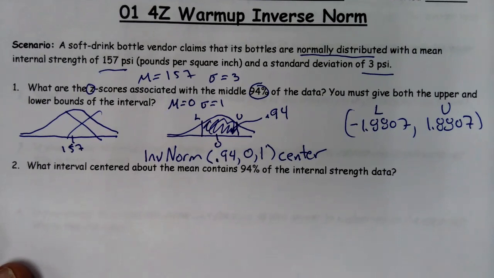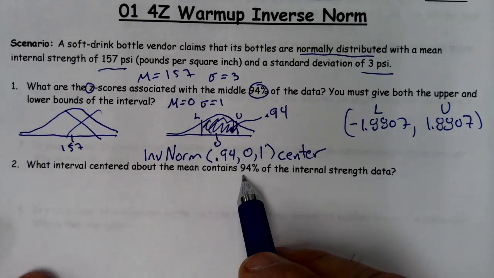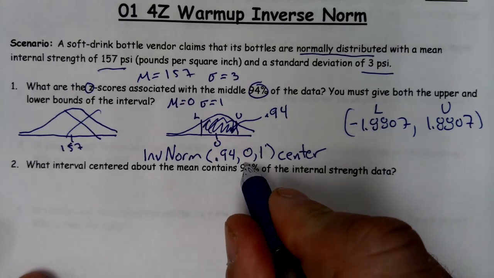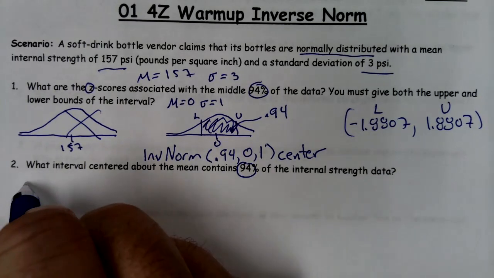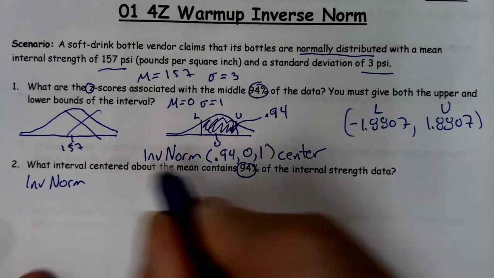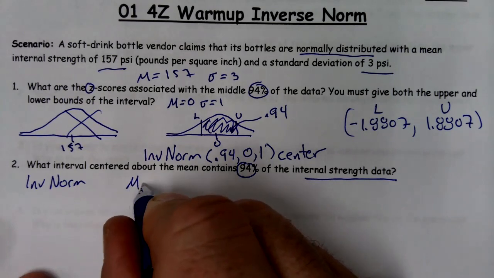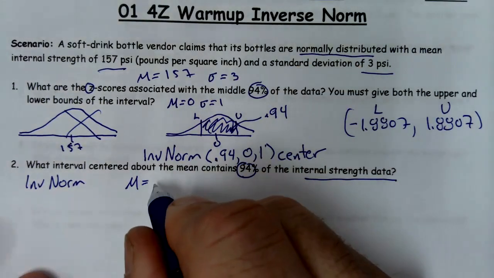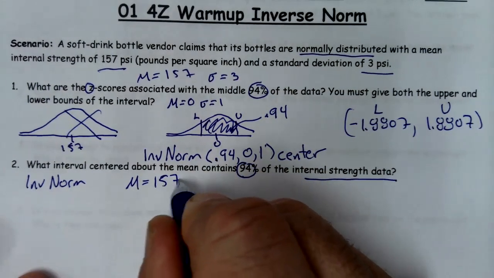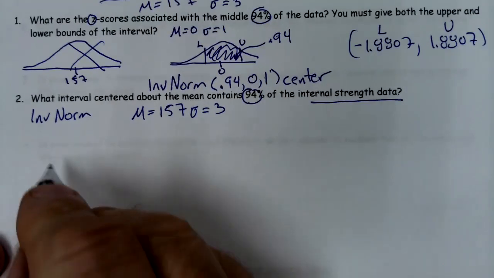All right, part B says what interval centered about the mean contains 94% of the internal strength data. Okay, here this is different. We're still working with 94%, so this tells me I'm working with an inverse norm. But in this case, it's more interested in the internal strength, which means our mean in this case, unlike the one above it, which was the z-score, our mean is 157, the actual, and our standard deviation is 3.